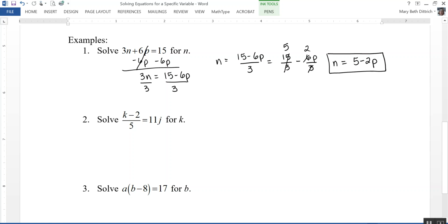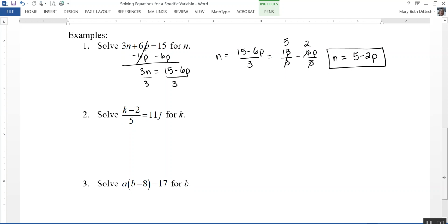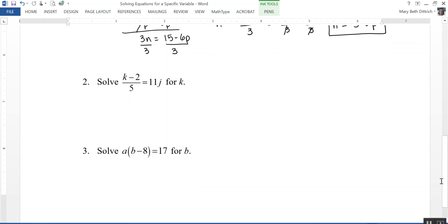Our second example says solve k minus 2 over 5 equals 11j for k. So I want to get k all by itself. Notice that k is having 2 subtracted from it, and then it's being divided by 5. So I want to undo that backwards. I'm going to rewrite the equation over here so I can actually show some things.